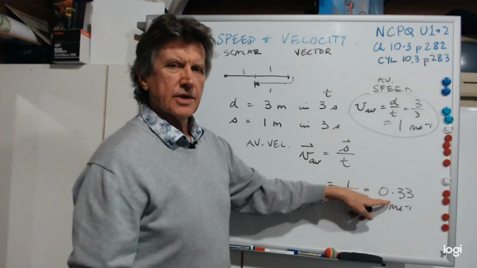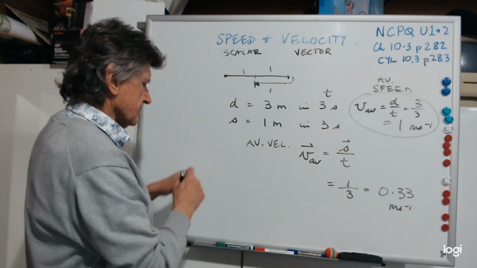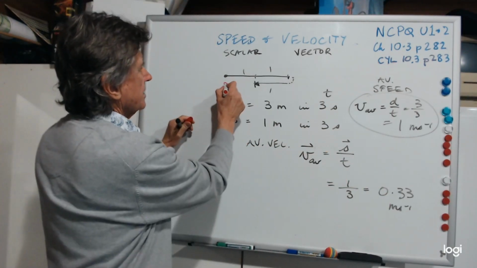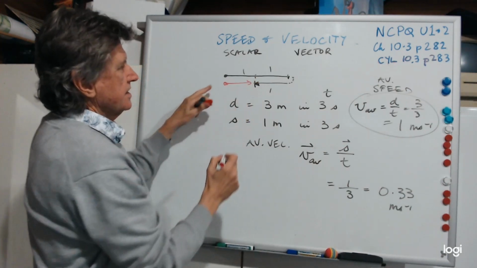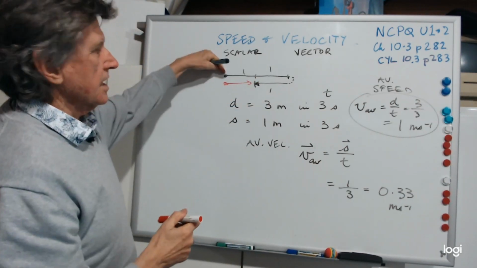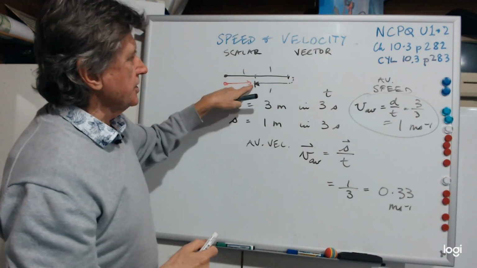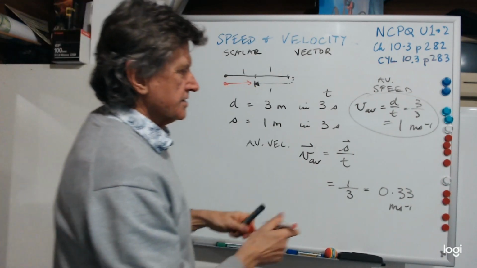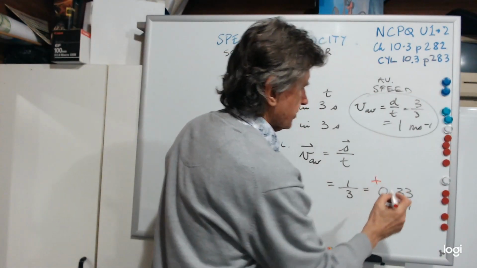Now of course you need to indicate the direction, and like I said before, you're starting here, you go there, this is the displacement. Start at the tail of the first arrow and you finish up at the head of the next arrow. So this is in my plus direction.